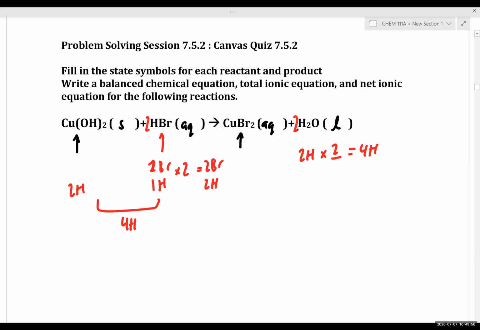Okay, so now that we have our balanced equation established, let's take about 2 minutes in order to write out our total ionic and net ionic equation. And don't be shy to message your proposed total ionic and net ionic equation in the chat. And we'll discuss in about 2 minutes.